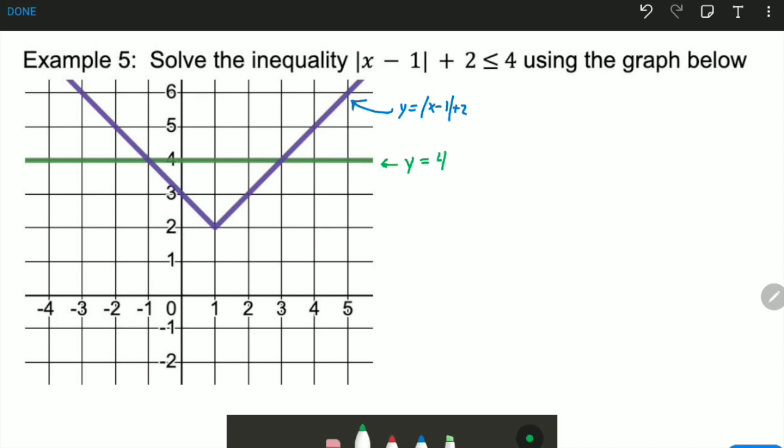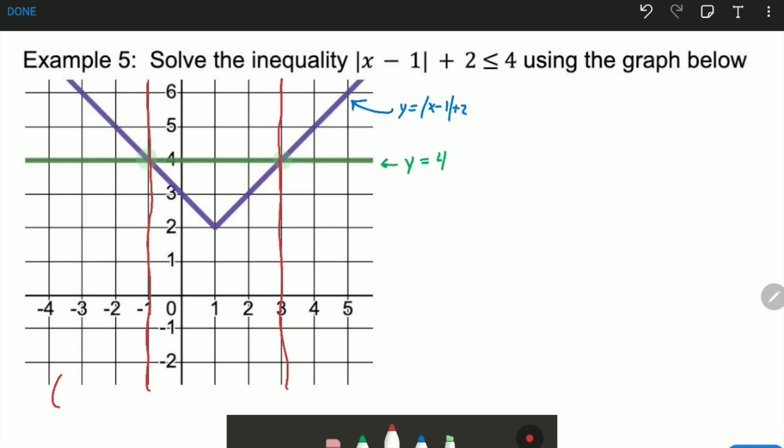Now, whenever we solve equations, we look for the intersections. The intersections are here and here. However, inequalities is a little bit more complicated. So the solutions will split the graph into 3 segments. In this case, it's not always 3 segments. In this case, it is. Just like with positive, negative, and increasing, decreasing.